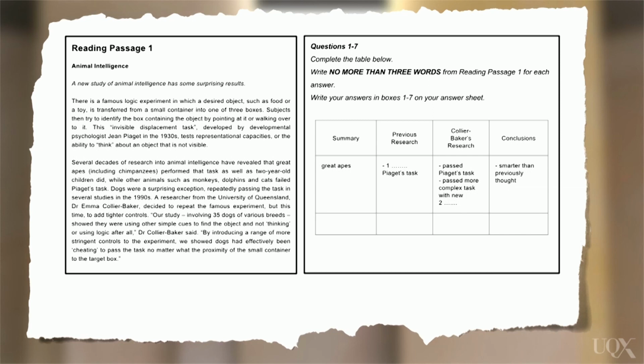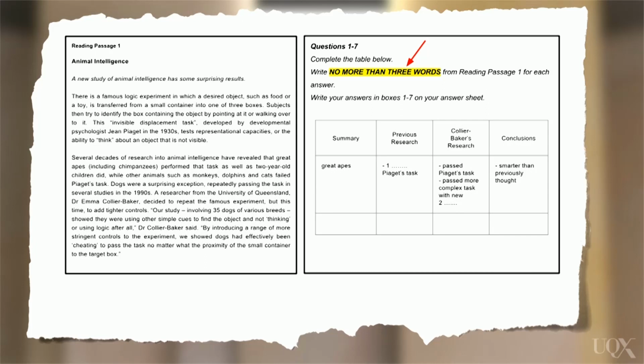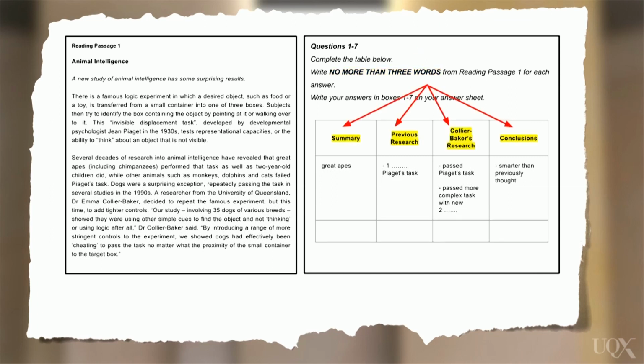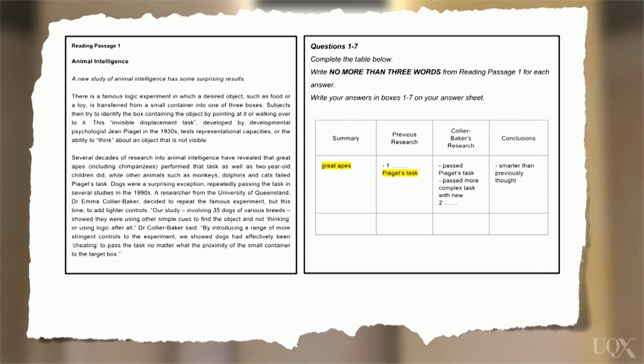First of all, start by checking the instructions to see how many words you need to write. In this case, no more than 3 words. Then, look at the table and read the headings. Check what information is already given to you and what information you need to fill in. Highlight key words. These are often the words before and after the gaps. Skim the text to find the right section, then scan this part more carefully to find the answers you need.